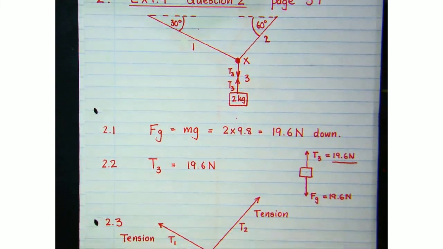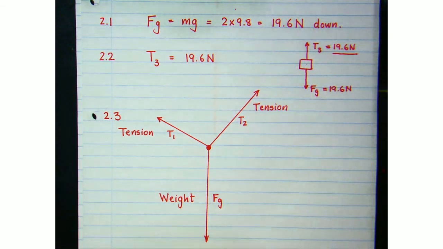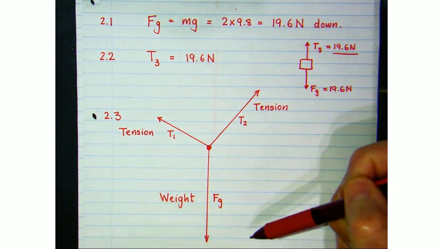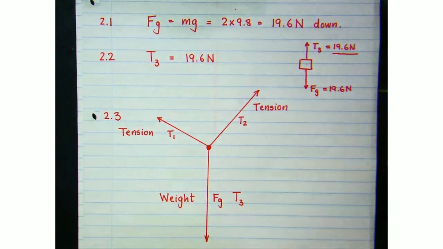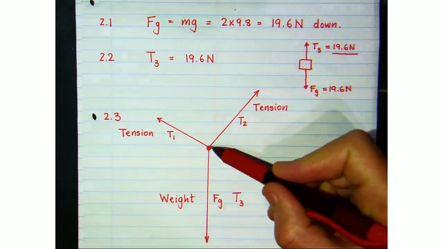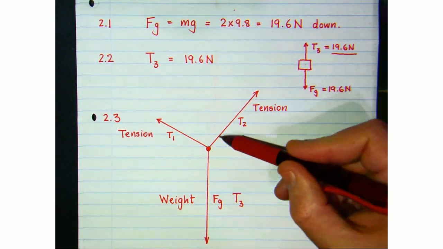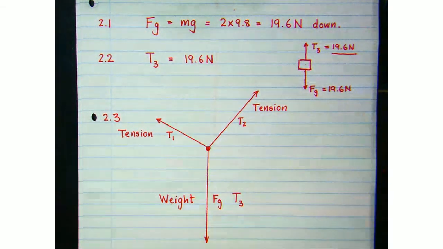2.3 asks for a free body diagram. And there we are. Vertically down is the weight, or one could call this T3, because we know it to be the same as the weight of the block. We could call that the weight, or T3. T2 acts upwards, because if you cut that string, point X would fall down, so the action of the string is to pull it up. And T1 acts upwards towards the ceiling. So that's your free body diagram.